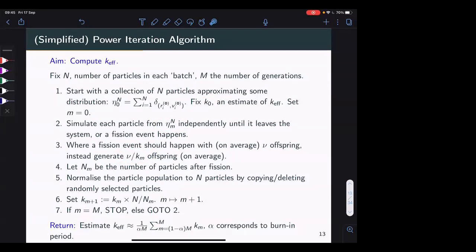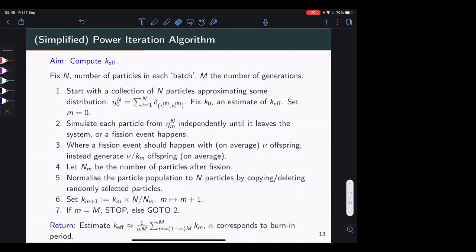And each time I'm going to renormalize my population to try and get close to n particles back. Because of course, every particle I end up with here is undergoing a fission event. I now have a new number of particles after fission, which will depend on what happened in that stage or batch. I'm going to normalize to n particles by copying or deleting randomly selected particles. So if I have 1,000 particles and I end up with 1,100, I randomly select 1,000 of those 1,100 particles. If I have 990, I may copy 10 of them and add them back in.